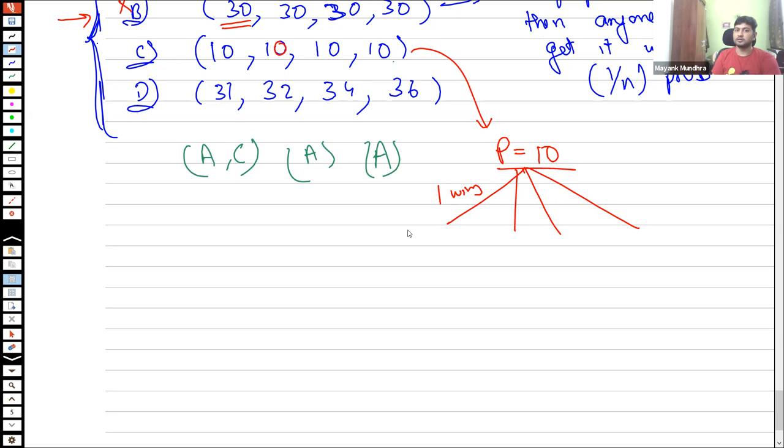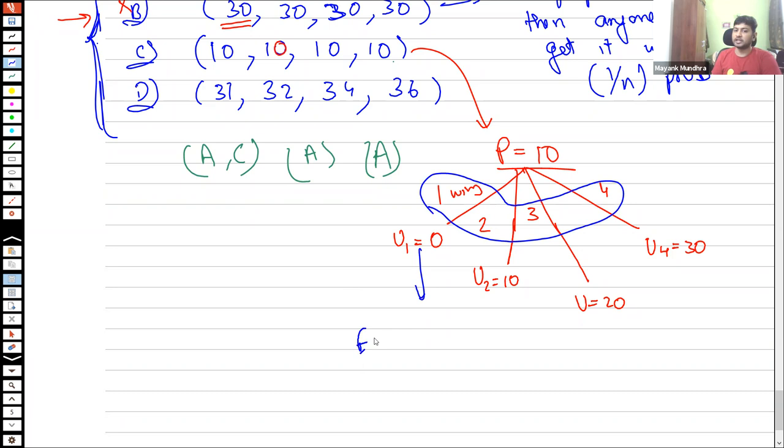So when 1 wins with 1 by 4 probability, his utility is going to be 0 because his valuation is 10. He pays the price 10. If 2 wins, his utility is 10. If 3 wins, his utility is 20. And if 4 wins, his utility is 30. If they lose, the utility is 0. And each of these 4 people win with probability 1 by 4.